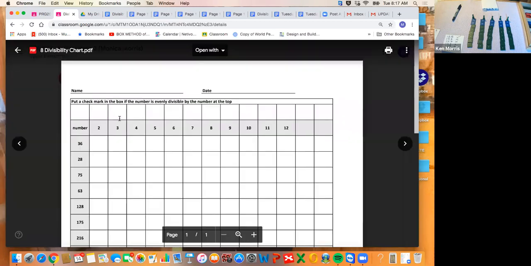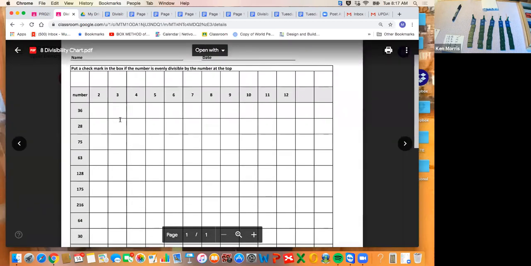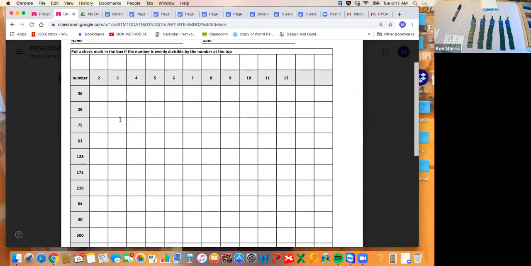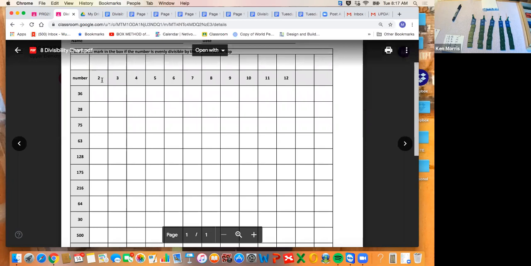Okay, these are some of the things that you will hand out to your children after they've seen all of the rules. This is a really cool thing. We have numbers going down the first column, just a random set of numbers, and then we have numbers across the rows. These are the divisors. So we want to check whether 36 is divisible by 2.